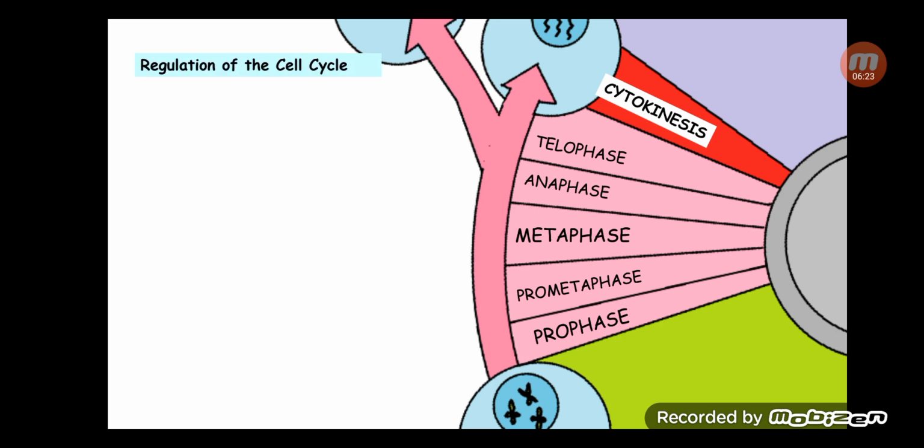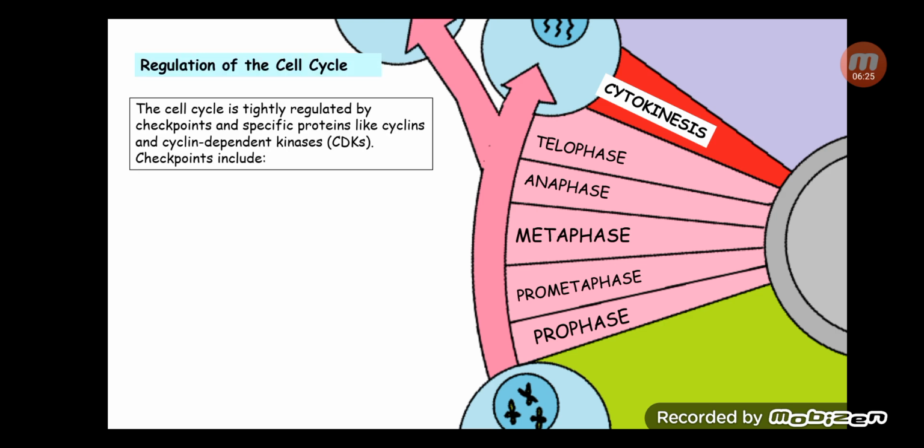Now let's talk about the regulation of cell cycle. The cell cycle is tightly regulated by checkpoints and specific proteins like cyclins and cyclin-dependent kinases.